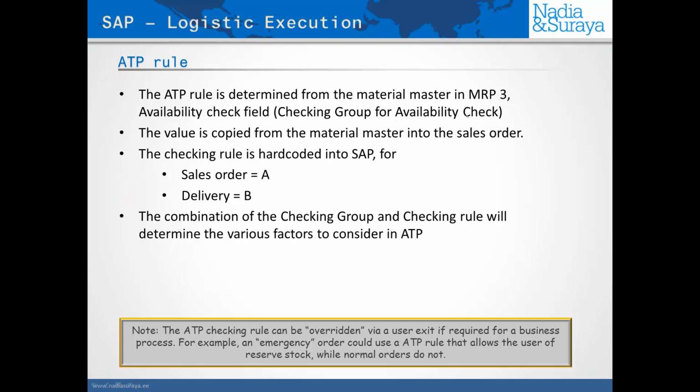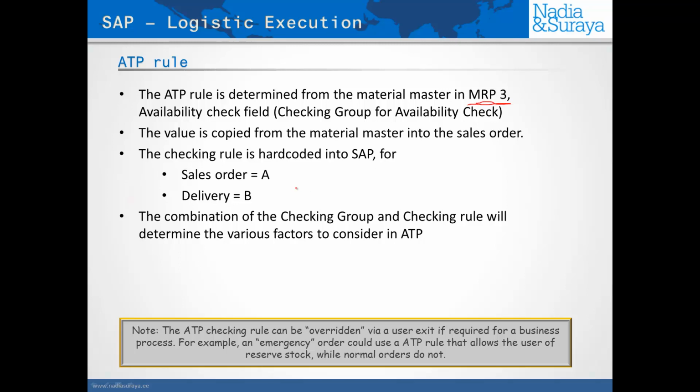Now let's have a look at a concept called the availability rule, or the ATP rule. The ATP rule is just a set of rules that says what should be taken into consideration when determining the ATP stock. So items such as sales orders, deliveries, purchase orders, purchase requisitions, stock transport orders. This rule says take these into consideration and do not take into account others.